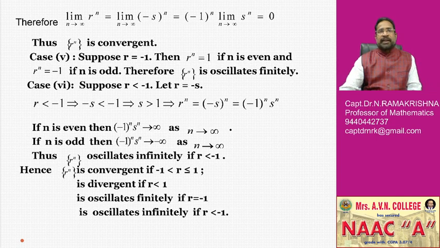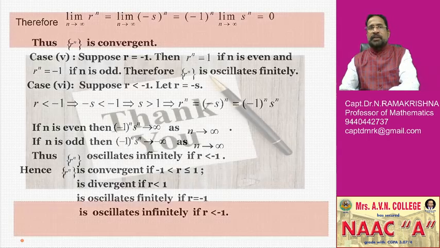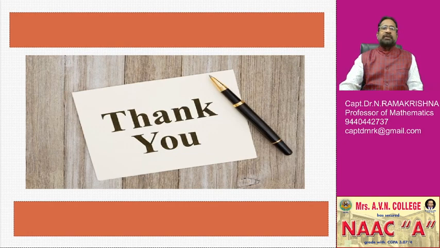So, based on all cases, we conclude that the sequence r power of n is convergent if minus 1 less than r less than or equal to 1, and divergent if r is greater than 1, and oscillates finitely if r is equal to minus 1, and oscillates infinitely if r is less than minus 1. So this is about the geometric sequence.